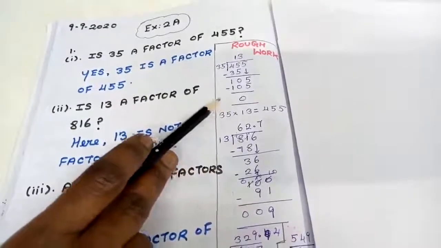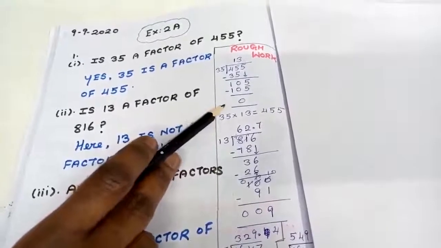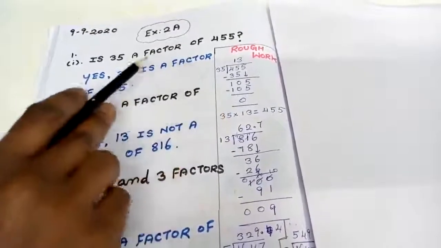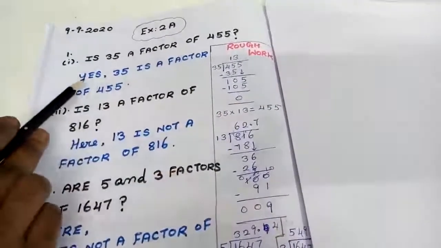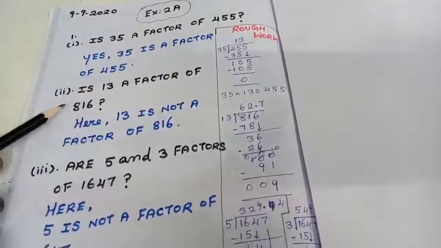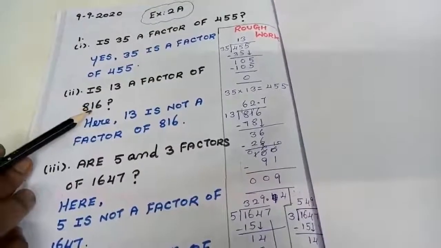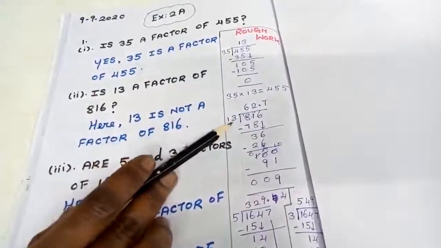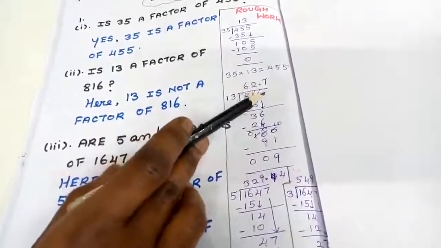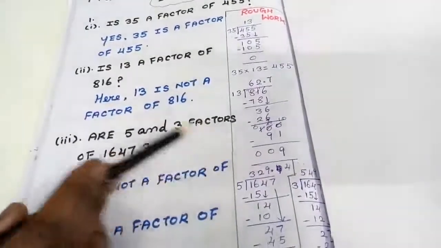Whenever they are asking you to check whether a particular number is a factor or not, I will be dividing the number. By dividing, if I get the answer as 0, then this particular number is known as a factor of 455. So the first question, 35 is a factor of 455. Same way, for 13 also you are going to check. Is 13 a factor of 816? I will be dividing 816 by the 13 table, students. While I am dividing, I am not going to get the remainder 0. It goes on till it crosses the decimal point. So in that case, the particular number is not a factor. I will not get the remainder 0. So that is the concept.